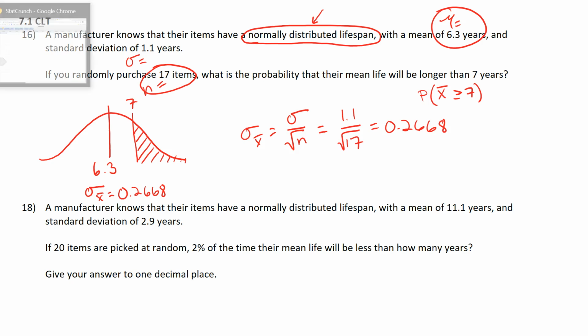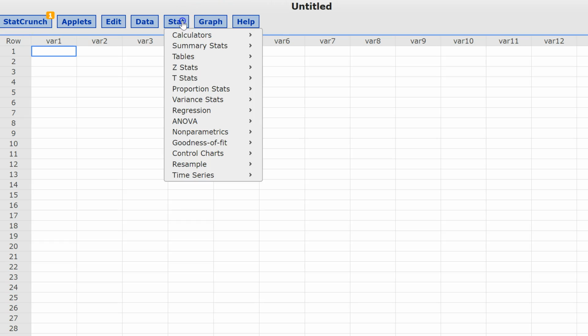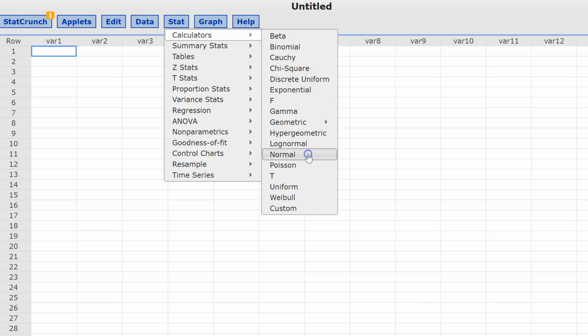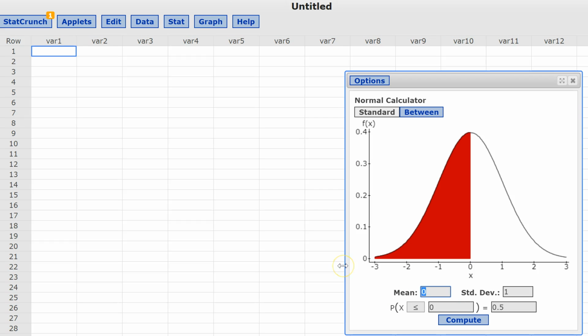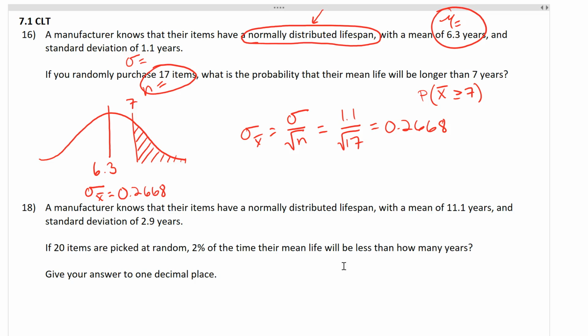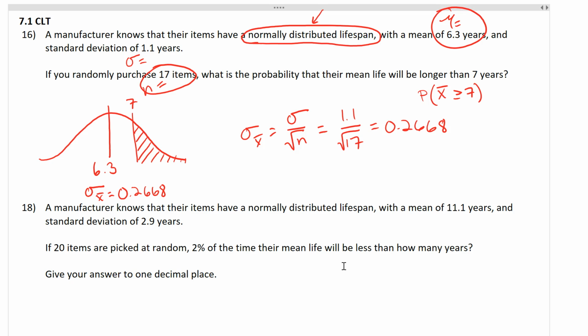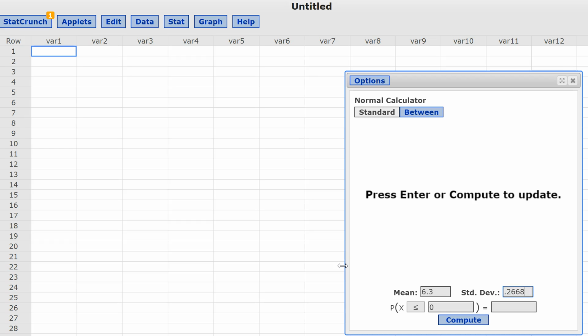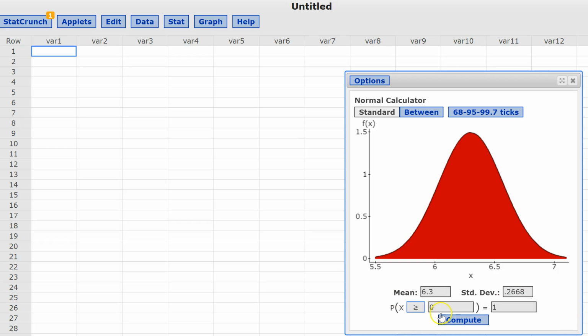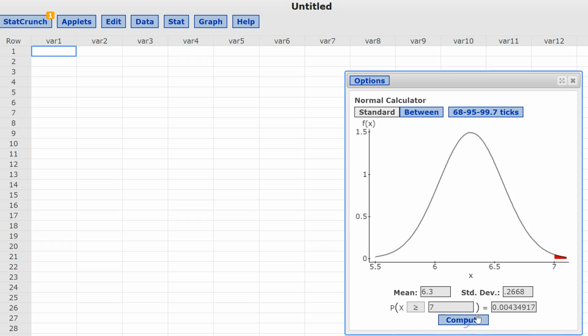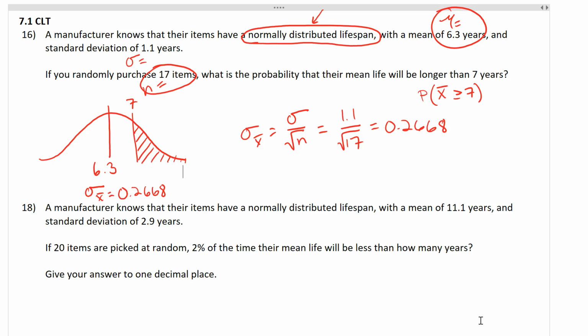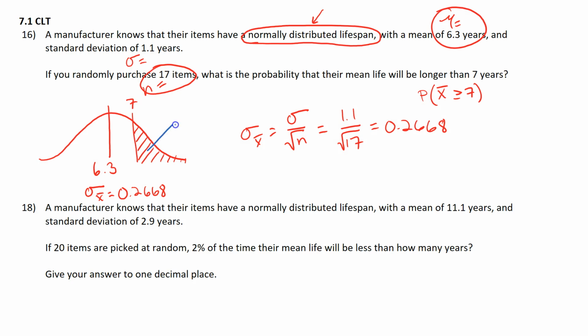So I'll go over to StatCrunch. This is under Stat, Calculators, Normal. Put in our mean, which was 6.3, and our standard deviation was 0.2668. And we want to be greater than or equal to 7. Compute, and here we go. 0.0043 was our answer. So this probability here, which is our answer, is 0.0043.